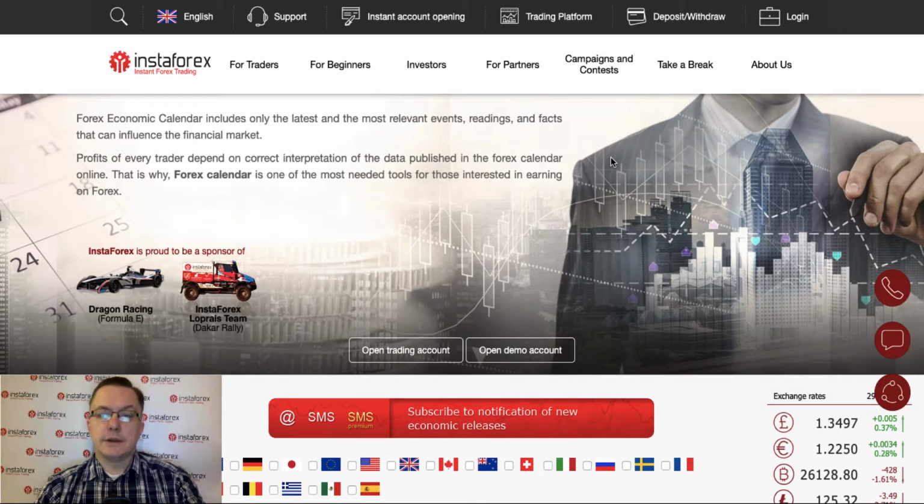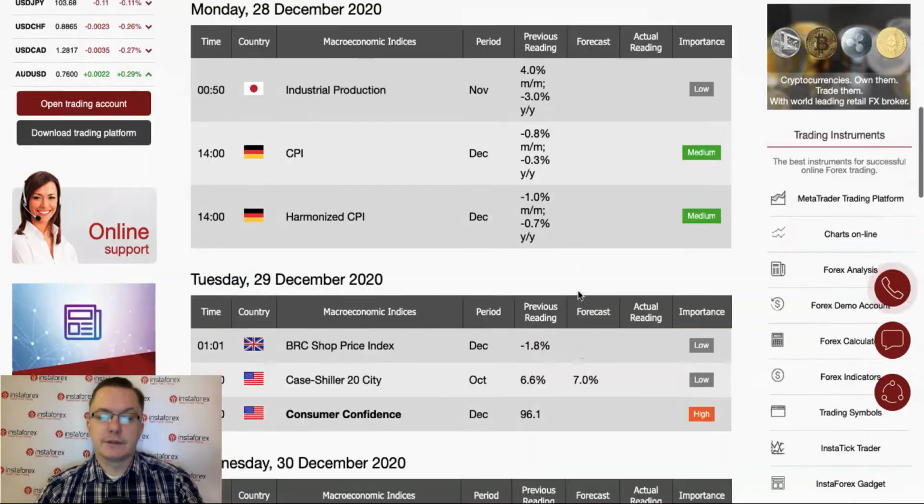Today is Tuesday 29th of December 2020. We are going to take a look at the event calendar, and then of course we will do some technical analysis. So let's just swipe down towards today's date.